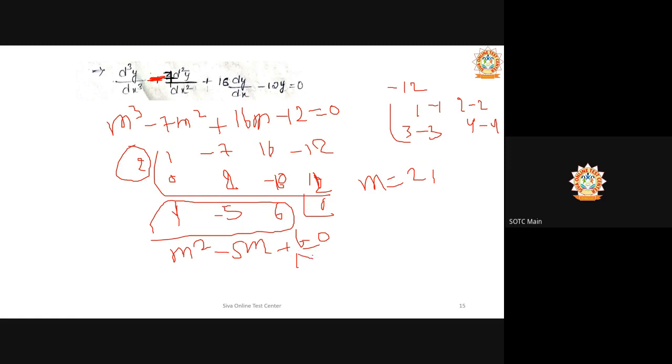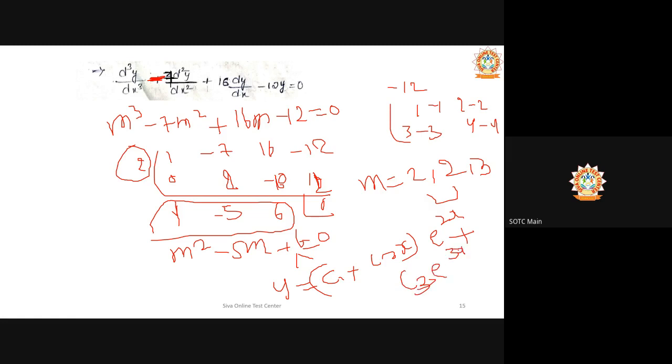If you solve this m square, sorry, 3, 2, sir. Very good. So that is 2 comma 3, right? Now if you see, 2 roots are real and equal and the other is distinct. So your general solution is y is equal to c1 plus c2x into e power 2x plus c3 e power 3x. This is your general solution, right? These kinds of questions won't come because it is a somewhat lengthy procedure, since to apply synthetic division you need some technique.